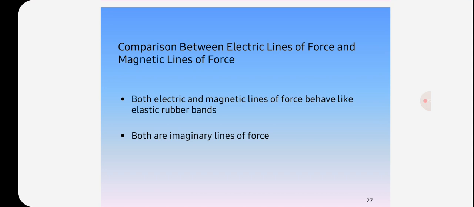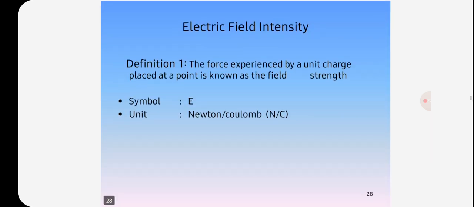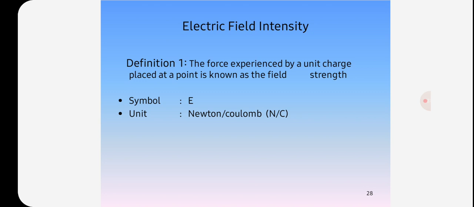Comparison between electric lines of force and magnetic lines of force: both electric and magnetic lines of force behave like elastic rubber bands. Both are imaginary lines of force. Next, electric field intensity. The force experienced by a unit charge placed at a point is known as field strength H or E.